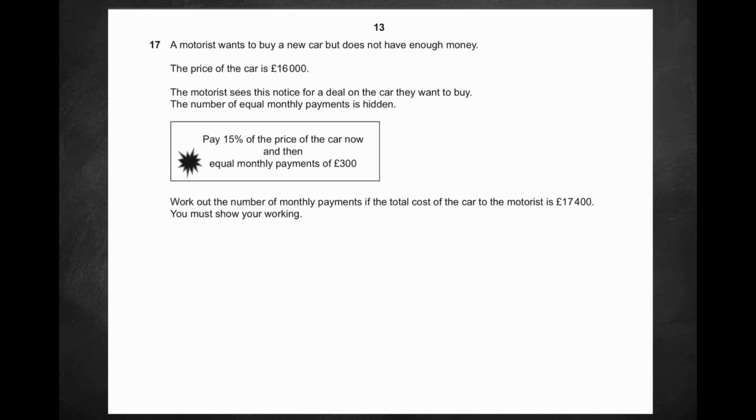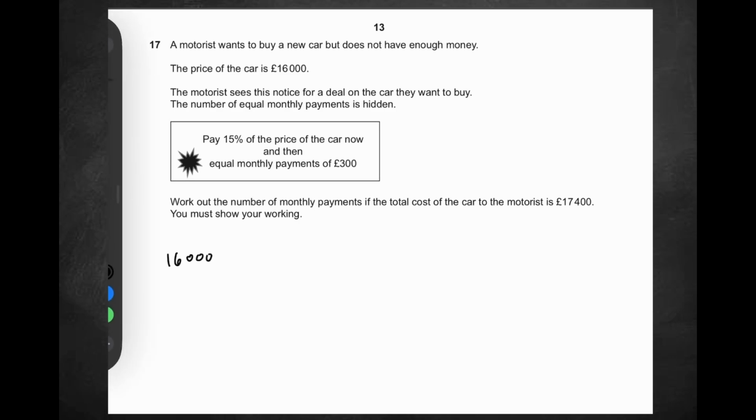So we're told the price of the car is 16,000. So if we do 15% of that, that's just going to be 10% plus 5% of 16,000. 10% of 16,000, you just would knock off a 0 because you'd be dividing it by 10, so that's going to be 1,600. And then 5% of 16,000 is going to be half of 10%, which is just 800.